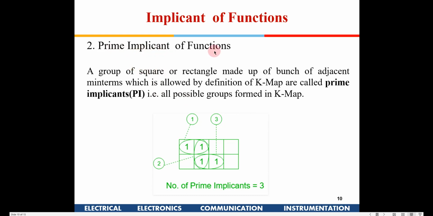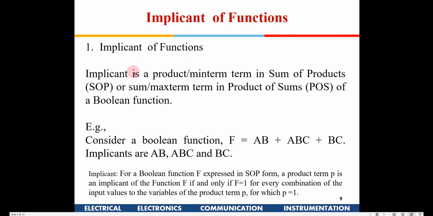Prime implicant means, first, the implicant. First comes the implicant. Like if you have a function AB, ABC, BC, then each one of them is known as an implicant. So for this particular function you have three implicants. Even the min term can be called an implicant. This is a min term, so this is an implicant, this is an implicant, this is an implicant.